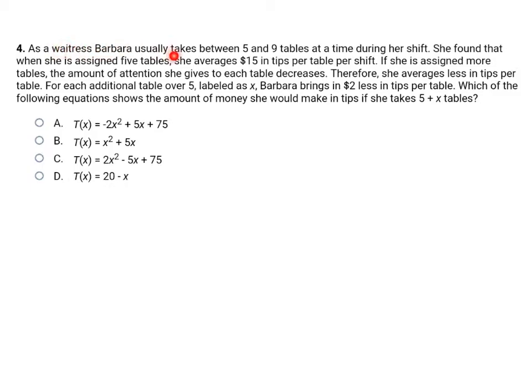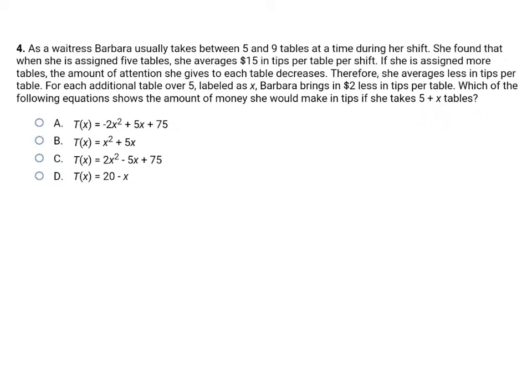So here, as a waitress, Barbara usually takes 5 to 9 tables at a time during her shift. She found that when she is assigned 5 tables, she averages $15 in tips per table per shift. If she is assigned more tables, the amount of attention she gives to each table decreases. Therefore, she averages less in tips per table. For each additional table over 5, labeled as X, Barbara brings in $2 less in tips per table. Which of the following equations shows the amount of money she could make in tips if she takes 5 plus X tables?